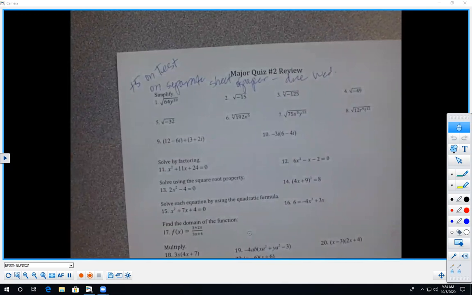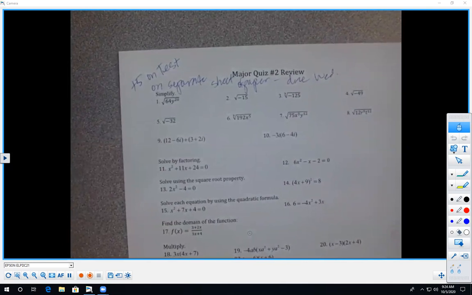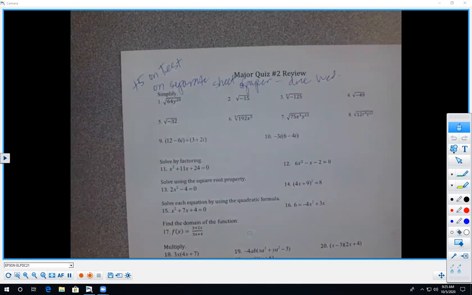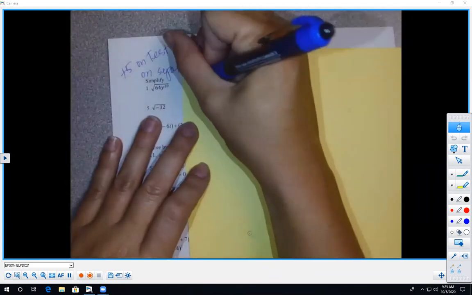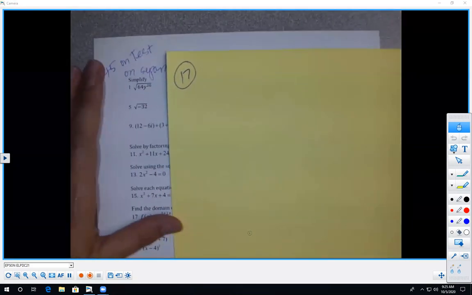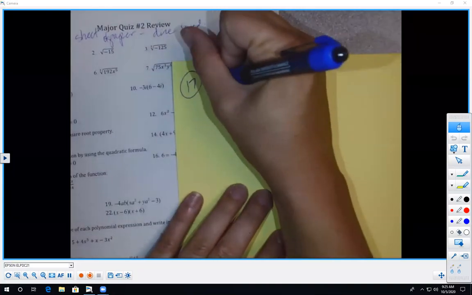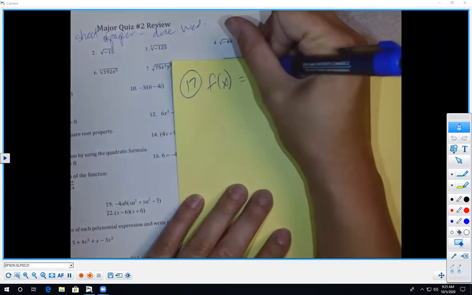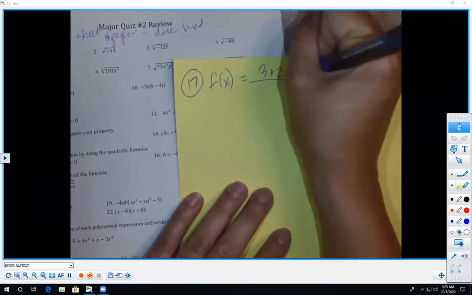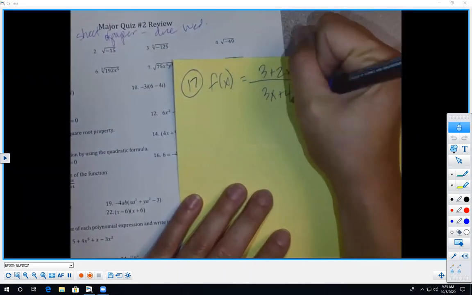Okay, so we have time to go over some of these problems. What problems do you want to go over? Which one? 17. So it's +5 if we do all of this on a separate sheet of paper? Uh-huh. Okay. Number 17 is finding the domain of the function. So the function is 3 plus 2x over 3x plus 4.